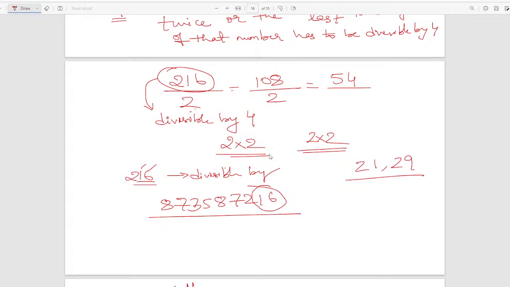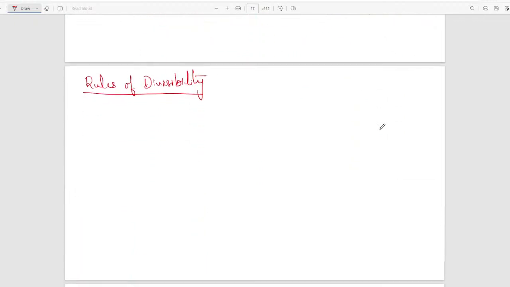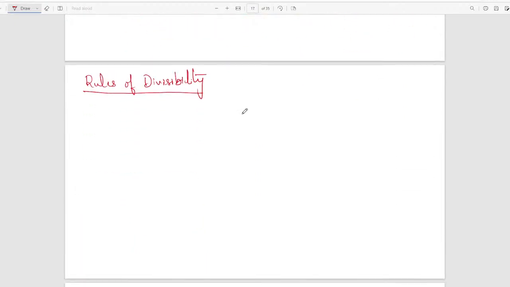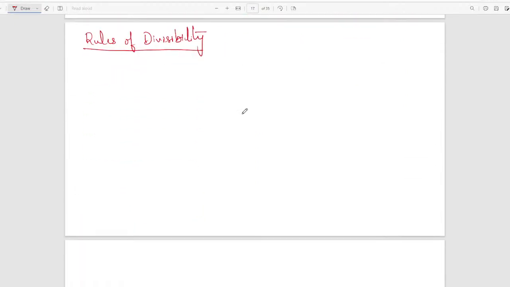So we'll start with today's topics. We had covered till 4 yesterday, so today we'll start with 5. A number is said to be divisible by 5 if the number ends with 0 or 5.